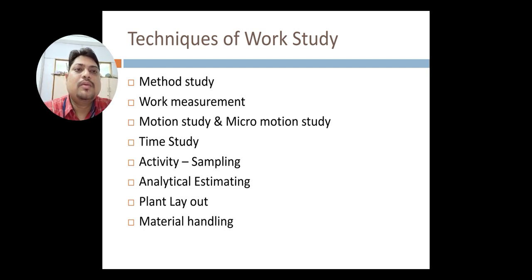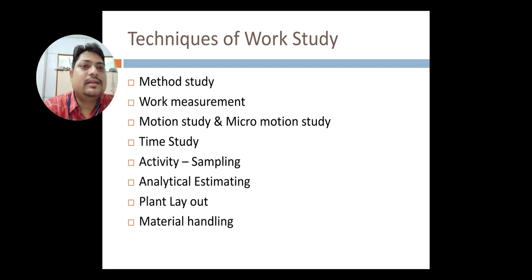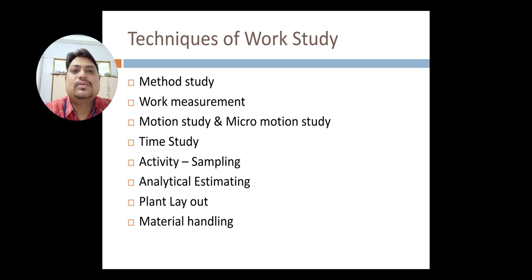Next one is motion study and micro motion study. Motion study means here you have to just estimate the motion that is done by the worker while carrying out the production work. Then micro motion study. Generally, there are some kinds of motion which we cannot see with our eyes. So for that, you need to put cameras, and if anything is carried out in a very minimum amount of time, a minute time, or less than that, that is called a micro motion study.